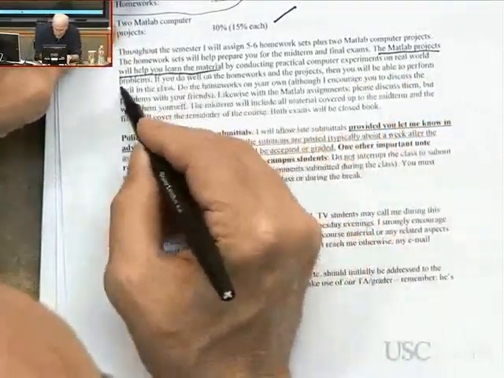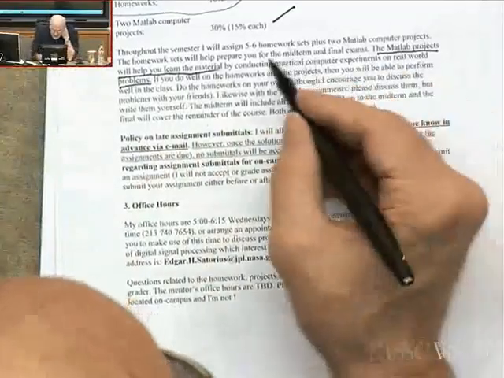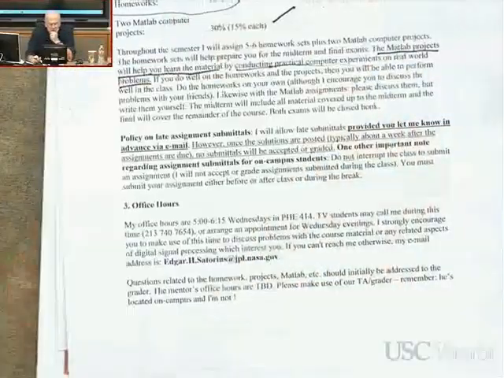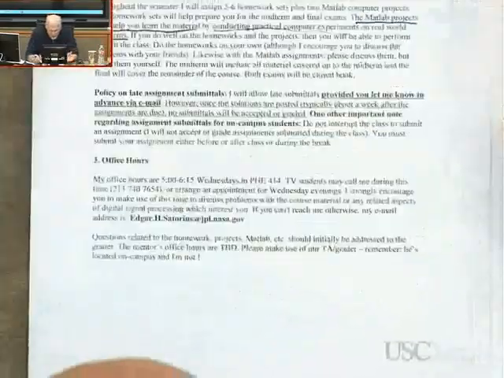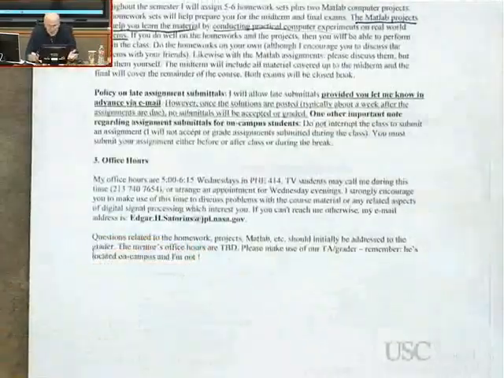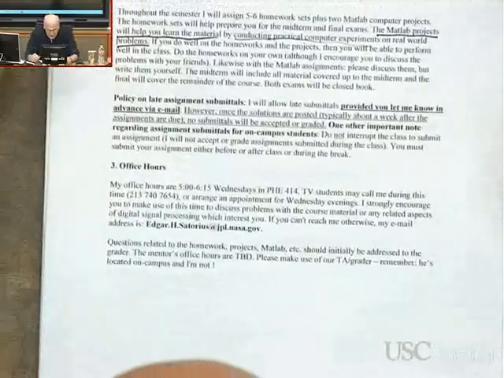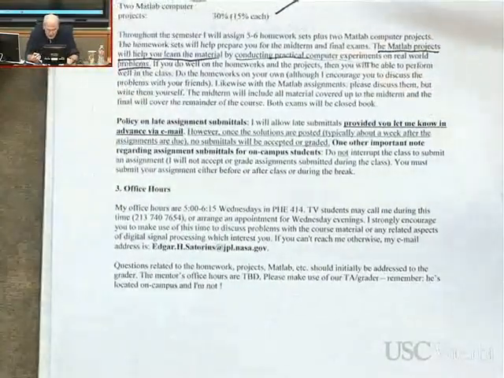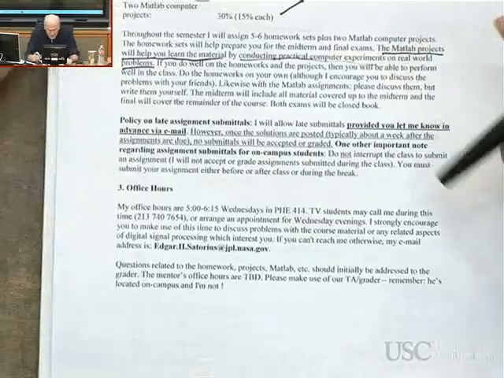So you might say, well, geez, homework's only 10%. Let's say I don't even turn in one. That's only 2% of my grade. Well, obviously that's your option. But I encourage you to do the homeworks because they will help you prepare for the exams.